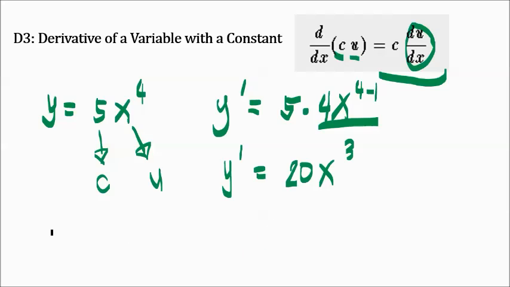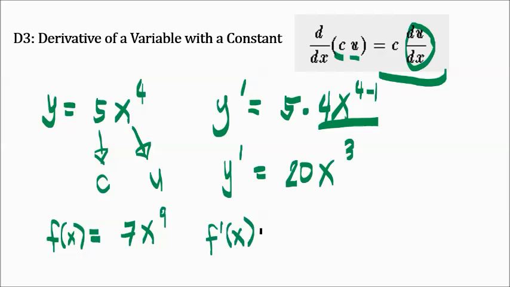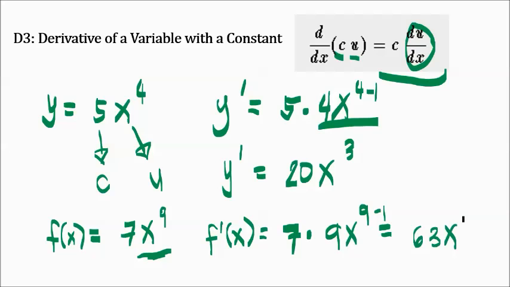Another example, for example, we have f of x is equal to 7x raised to 9. So the derivative of this, f prime x, equal to, you just separate the 7, then get the derivative of this one. The derivative of that is 9x raised to 9 minus 1. So this is equal to 63x raised to 8.